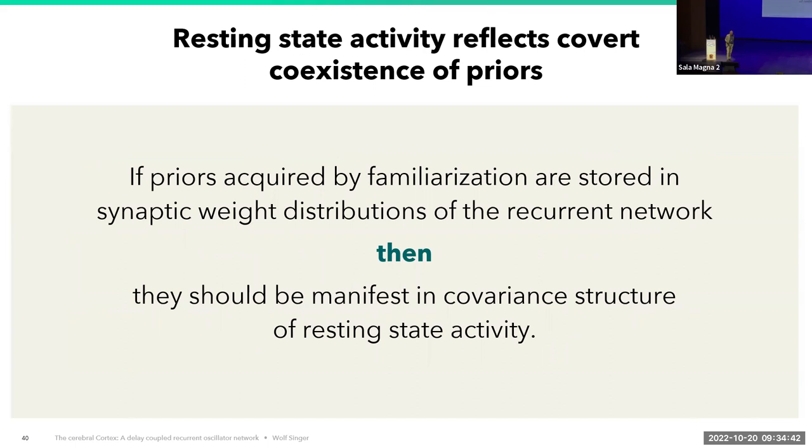So if all this is the case, we can make another prediction. It's already clear that resting state activity must somehow reflect the weight distributions of all these connections, because it evolves in an anisotropic network. So if one imprints a particular prior or a particular configuration of features into this network by frequent exposure, then the covariant structure of the spontaneous activity should change, and it should assume some specificity in this correlation structure that is related to the frequently seen stimuli before.